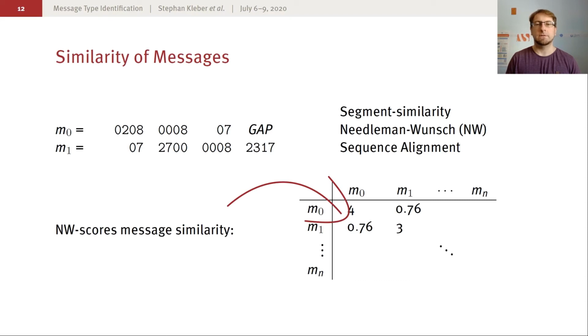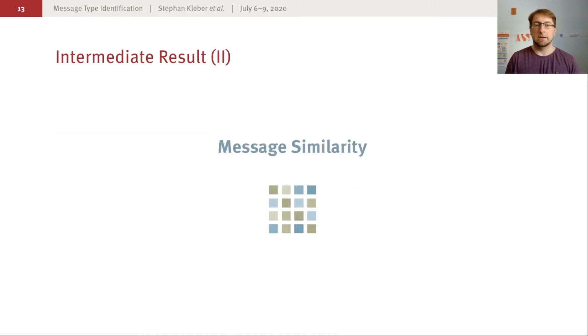We place this message similarity for all pairs of messages into a matrix that lets us identify which pairs of messages are similar to what degree. This now gives us a matrix with all the measures of message similarity that we can use as an input for a clustering method.